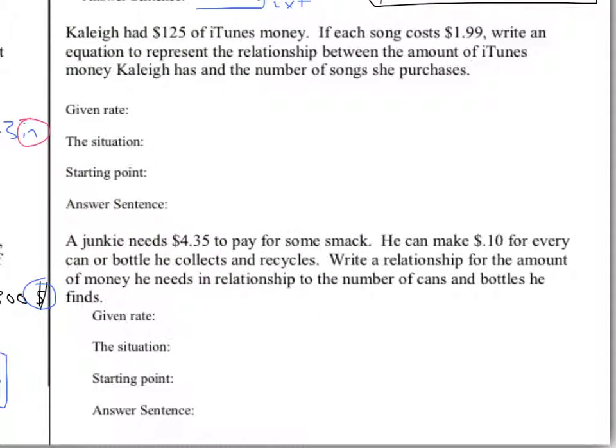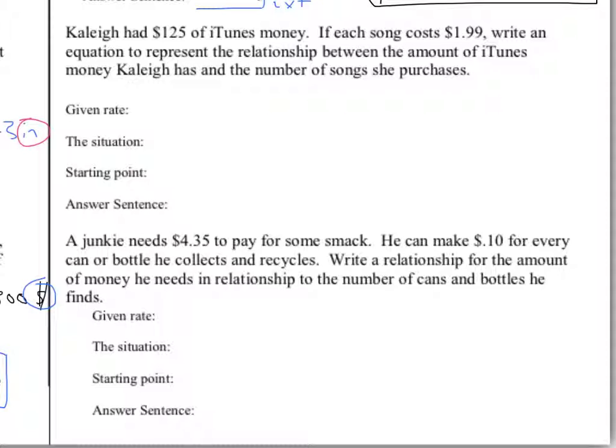We are going to do one more. This is going to be the trickiest one that we see. Let's not get caught here. All right, looking at this one, it says Kaylee had $125 of iTunes money. If each song costs $1.99, write an equation to represent the relationship between the amount of money Kaylee has and the number of songs she purchases.